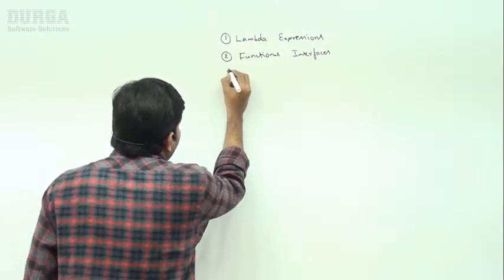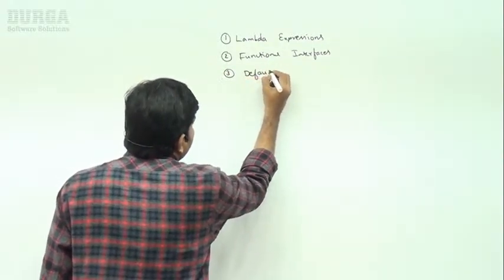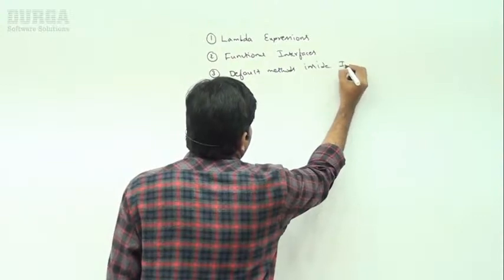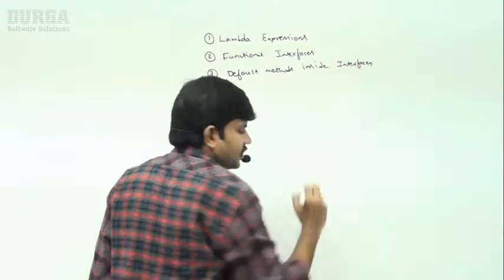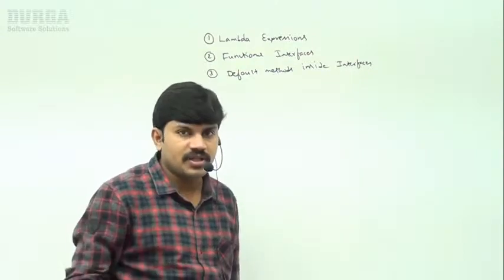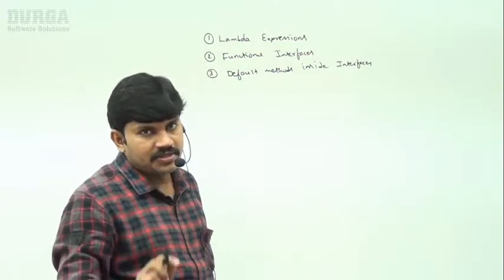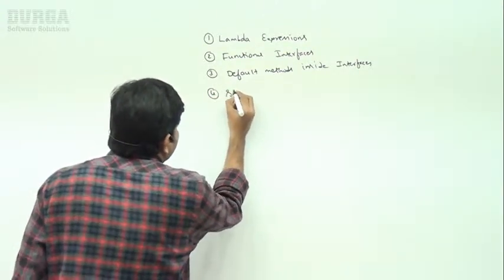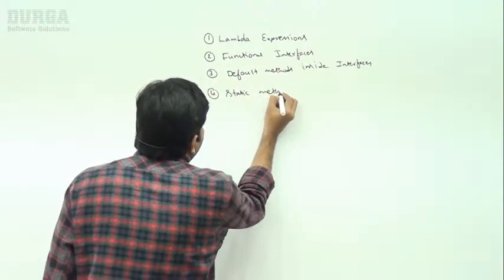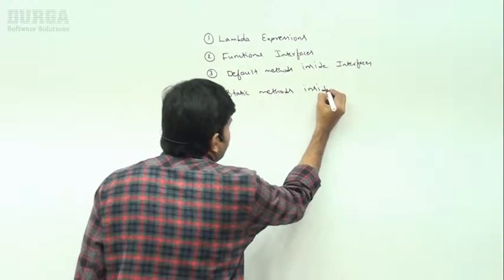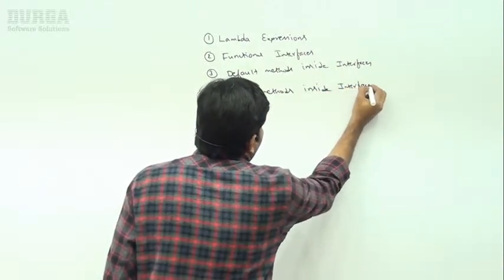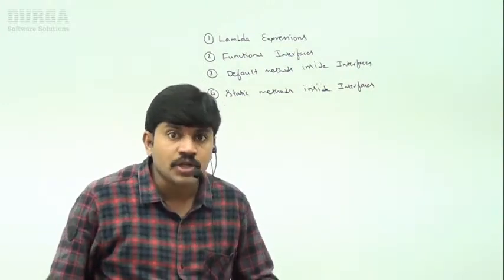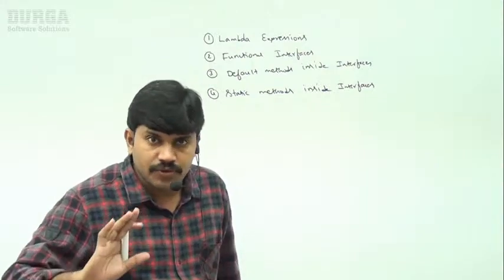And then we had a discussion about default methods inside interfaces, to extend interface functionality without affecting implementation classes. A beautiful concept, right? After that, we even covered static methods inside interfaces. From the 1.8 version onwards, we are allowed to declare static methods inside an interface.